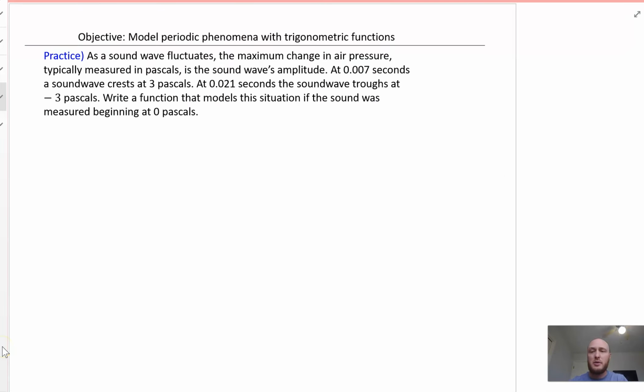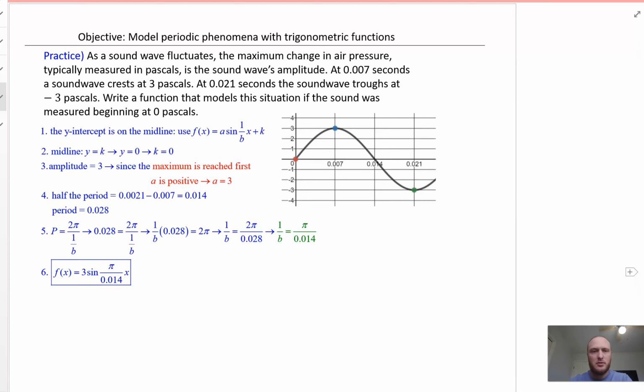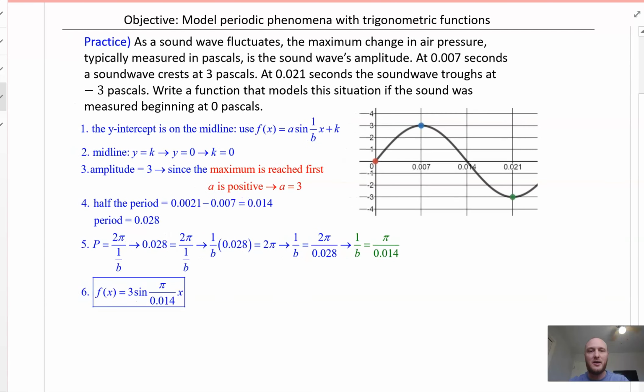Okay, here is a practice problem. Please go ahead, pause the video, and try this one. Make sure that at the start you generate a graph, just a simple sketch of what this situation looks like. All right, hopefully you have paused the video. Here is the solution, and here's kind of what your graph could look like. Since your y-intercept is on the midline, you have a sine function, and it is centered at y equals 0, so your k value is 0. The amplitude is 3, since the maximum is first reached at 3. And your a value is positive, since it reaches a maximum before a minimum.